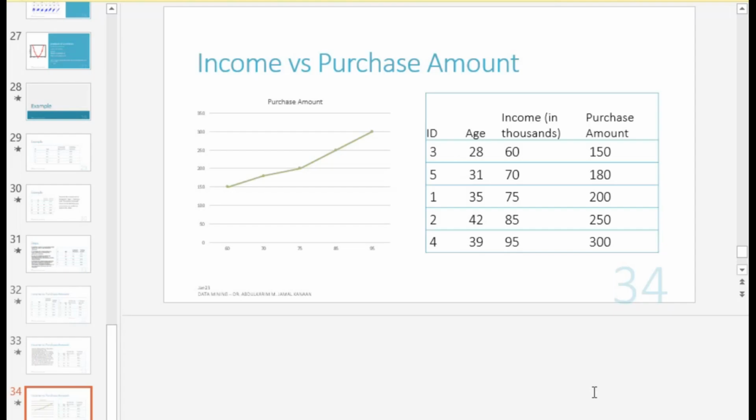Good. So this is the end of proximity measures. Now we can start with data pre-processing, unless you have a question.